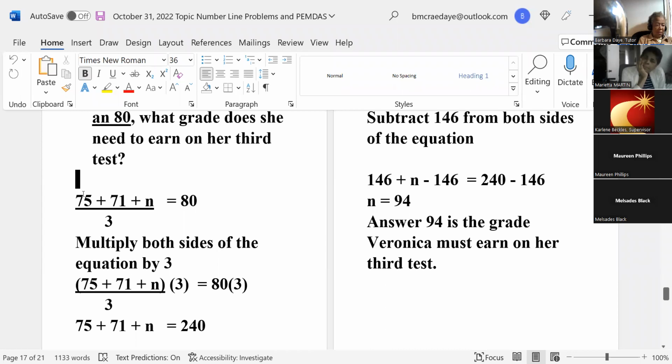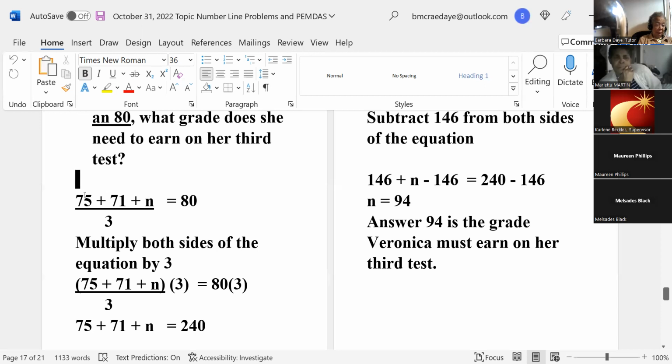If you add 75 and 71, that would give you what? 146, plus the third score, and you still have to multiply by 3 to get n isolated. You follow, Mercedes? Remember, you're trying to solve this equation for n. To get n, you have to do the multiplication first, because this is a division. The opposite of division is multiplication.